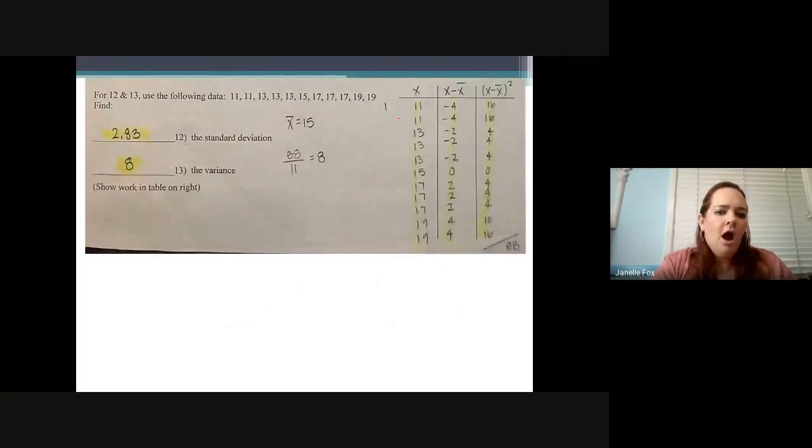Very nice. The last two on the bottom here asked us for the standard deviation and the variance, and I said, please put your data in the table to the right. It was a new set of data. I went ahead and just listed all the terms right here. I had to find X minus X bar, which means I needed to find the mean. So this right here was my calculation for finding the mean. I added up all the values. I got 88, and then I divided by 11 and got 8.